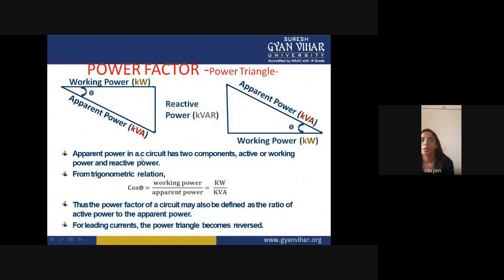Now apparent power in an AC circuit has two components, active or working power and reactive power. From the trigonometric relation we can easily find that cos theta is equal to working power upon apparent power, which is equal to kilowatt upon kilovolt amperes. So the power factor of a circuit may also be defined as the ratio of active power to apparent power. For leading currents, the power triangle becomes reversed.